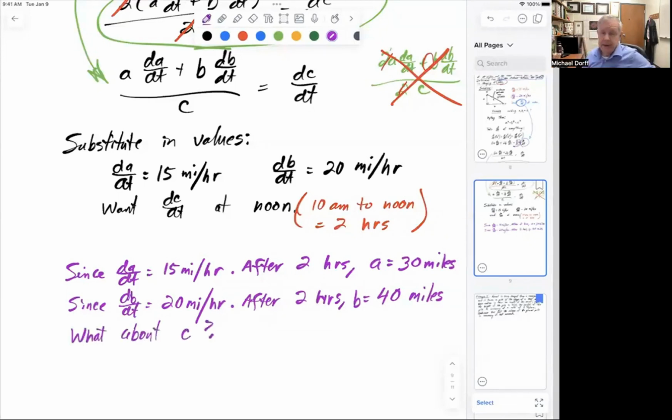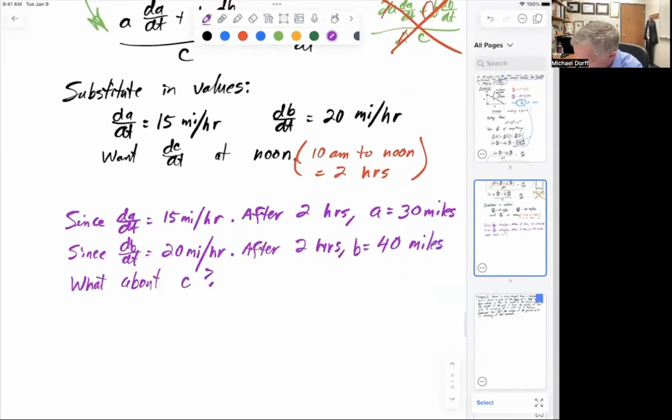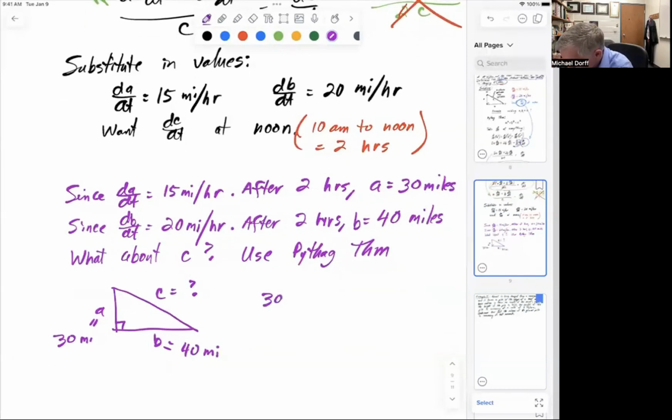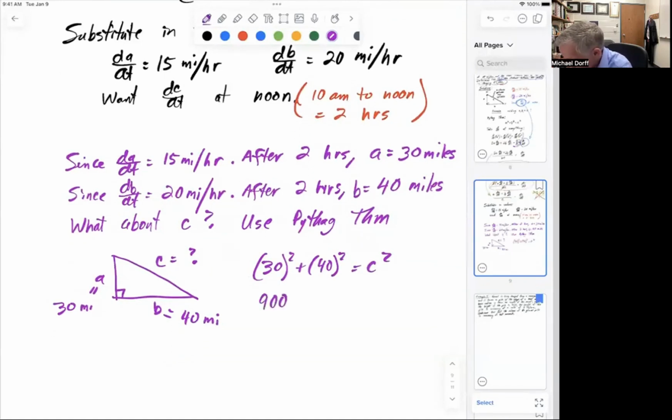Well, we don't know the rate of C because that's what we're trying to find. So we can't do the same approach. We can use the Pythagorean theorem again. So remember, we have this right triangle, here's A, B, and C. And we know A is equal to 30 miles. B was equal to 40 miles. So what is C? Well, by the Pythagorean theorem, this is 30 squared plus 40 squared equals C squared. 30 squared is 900, 40 squared is 1600, C squared, 900 plus 1600 is 2500.